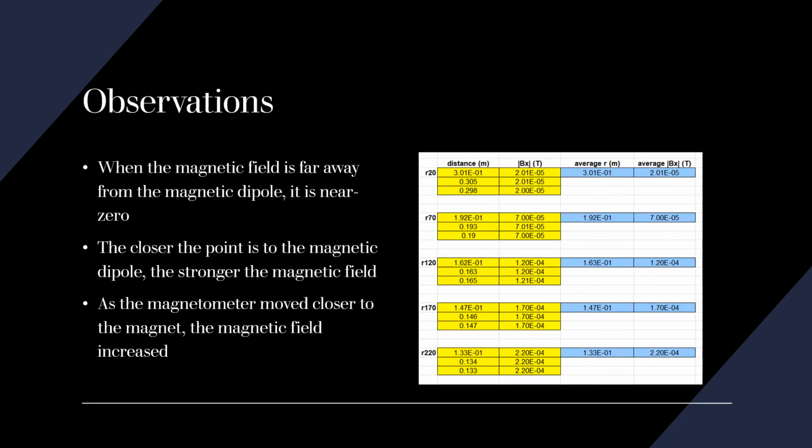Some observations were that when the point is far away from the magnetic dipole, the magnetic field is near zero. The closer the point is to the magnetic dipole, the stronger the magnetic field. As the magnetometer moved closer, the magnetic field increased, which is supported by the data on the right.